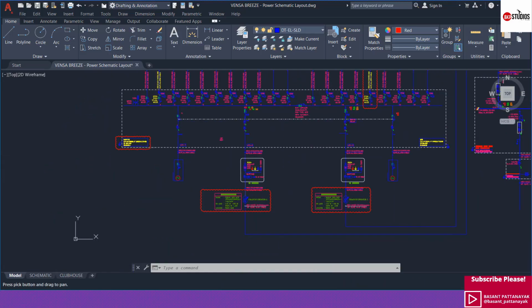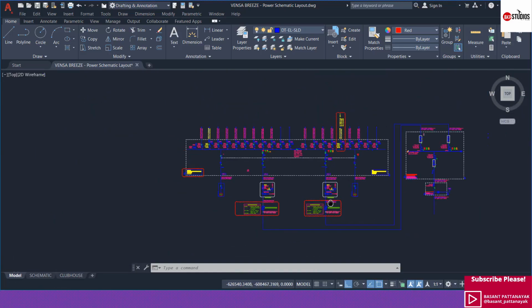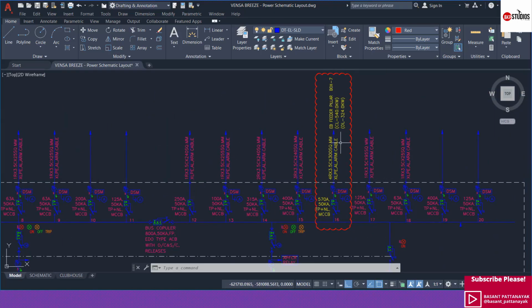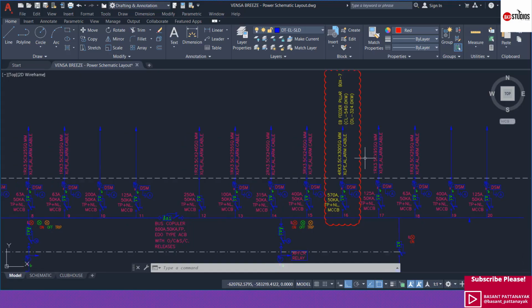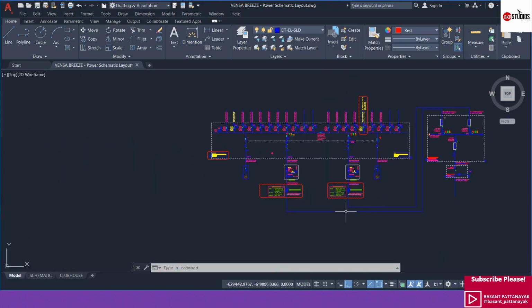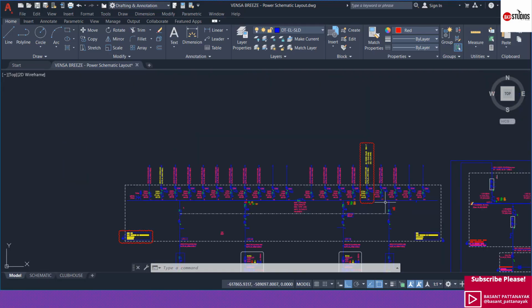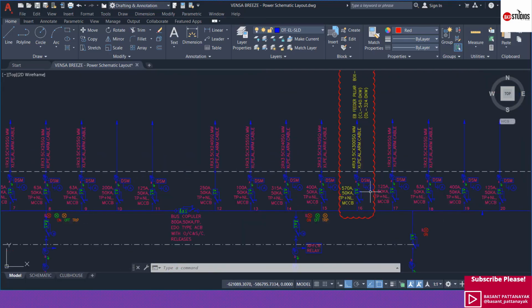From the HT panel, the cable goes to the transformer incomer. You can see the transformer outgoing is connected to the LV panel. If you look at the LV panel outgoing, you can see 4 numbers of 3.5 core, 300 square mm cable. What is the size of our incoming cables? It is 1 run, 3 core, 240 square mm. One of our outgoing is 4 run, 3.5 core, 300 square mm. Why is it like that?